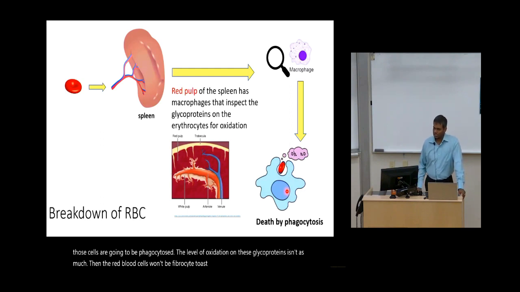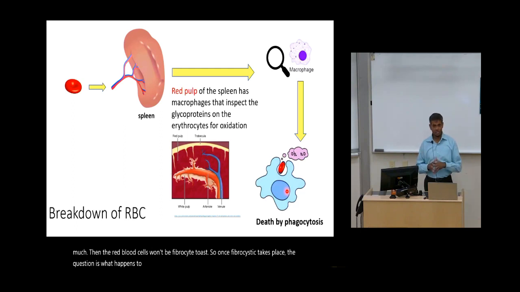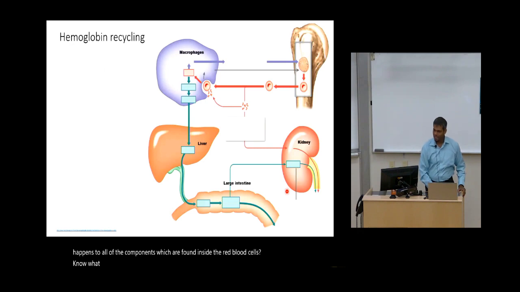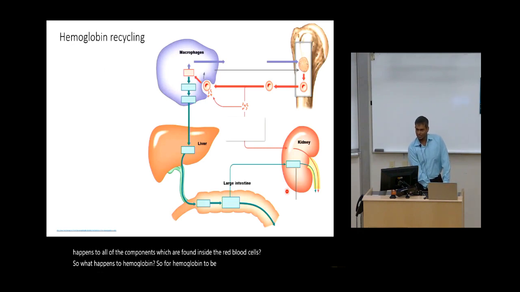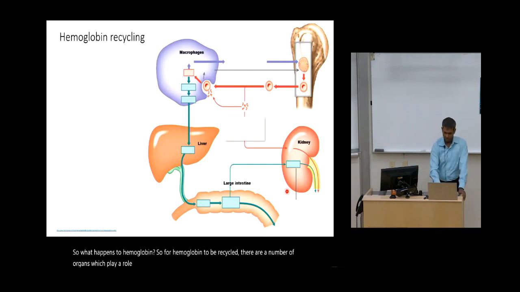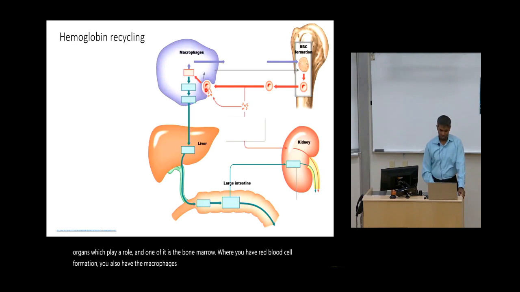So once phagocytosis takes place, the question is, what happens to all of the components which are found inside the red blood cells? What happens to hemoglobin? For hemoglobin to be recycled, there are a number of organs which play a role, and one of them is the bone marrow, where you have red blood cell formation. You will also have the macrophages in the spleen which play a role.